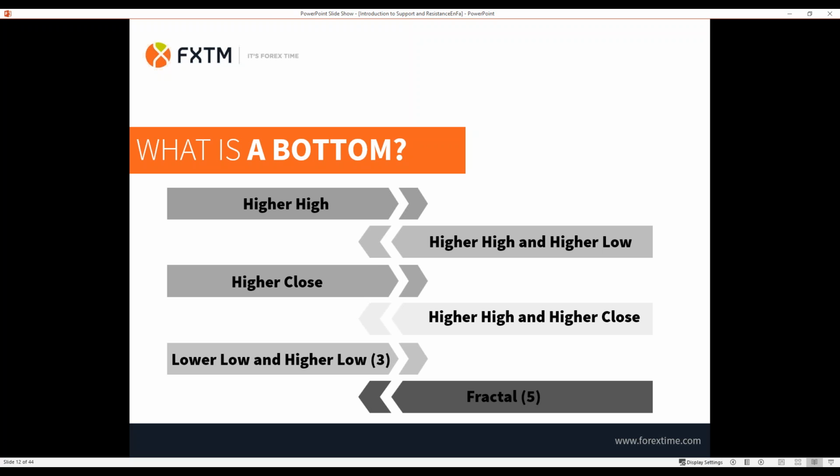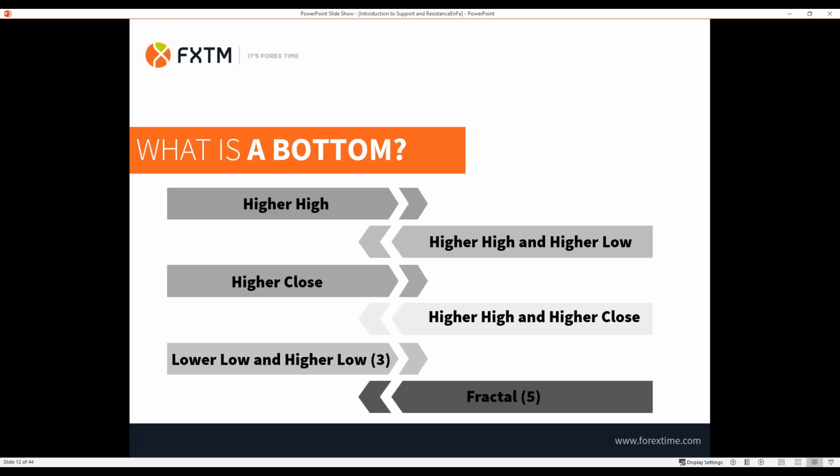We have a question here. The question is, can the fractal candle be a doji? So if our friend means the middle candlestick, yes, the answer is yes. The candlesticks in a fractal can be of any shape, size, and color.